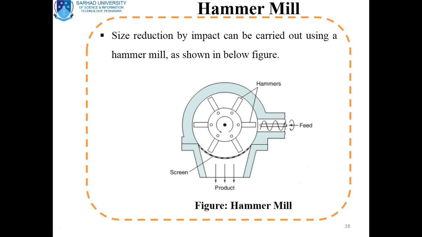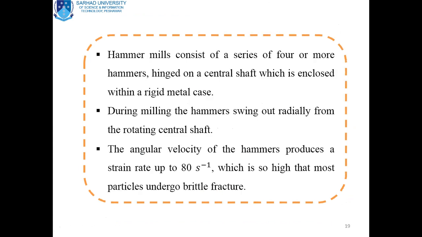Another type of mill is termed the hammer mill. You can see a figure showing the hammer mill diagram, and the feed is introduced over this way. Particle size is reduced by impact using the hammer mill, having different types of hammers, and a stout case of metal. A screen or mesh is set over here so that particles of the desired size get away through this mesh, and it is collected as product.